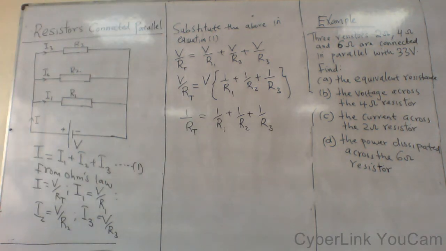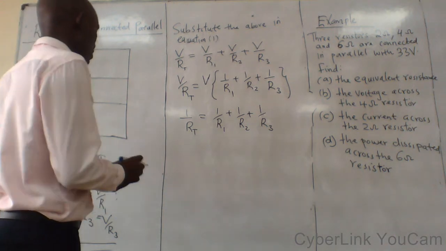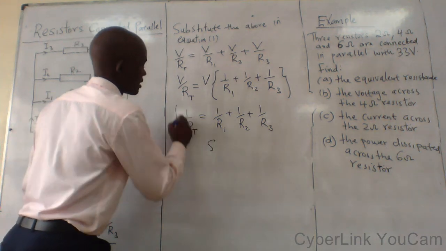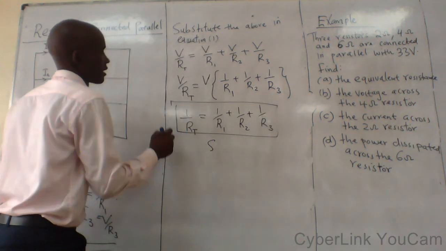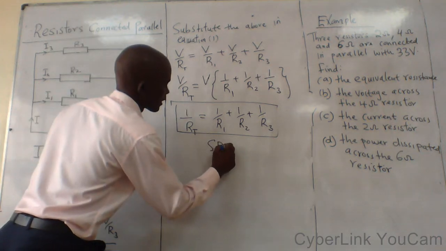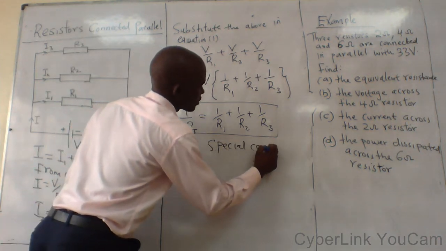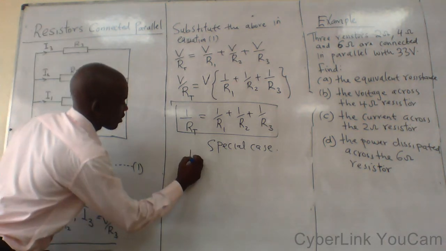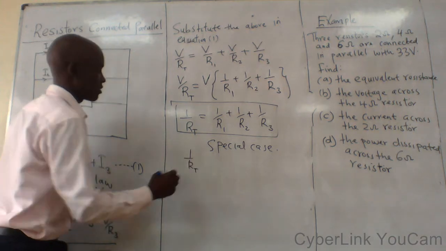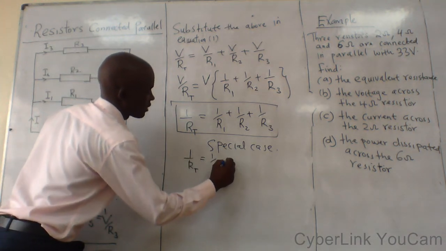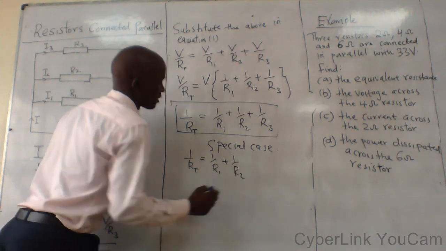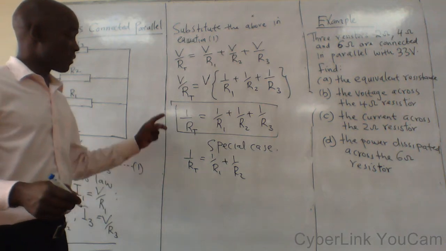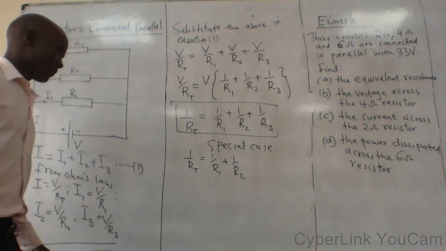If you have a special case where you have only two resistors, then 1 over the total resistance will be equal to 1 over R1 plus 1 over R2. Remember, in the previous case we were having three resistors. So if you only have two resistors, this is what will happen.